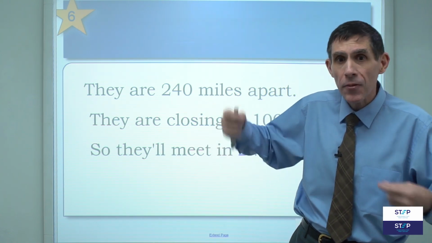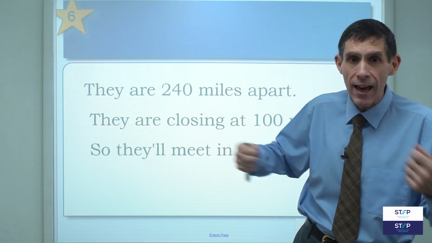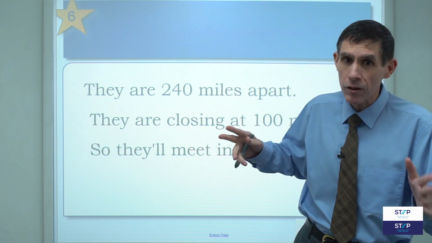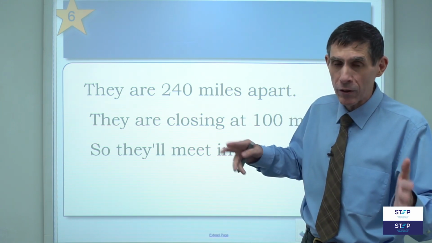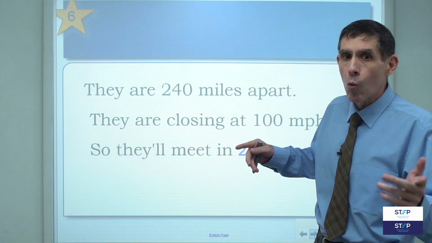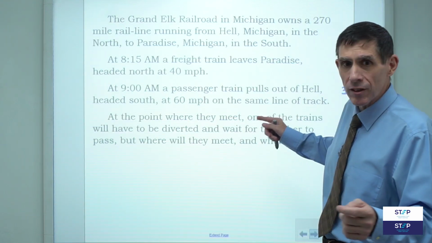Again, remember, try to think in your head, try to think quickly on the non-calculator section. Get in the habit of doing that. You can get good at this, you really can. Okay, so they're going to meet 2.4 hours from now. We know that at 11:24. But where are they going to meet? That's a problem.